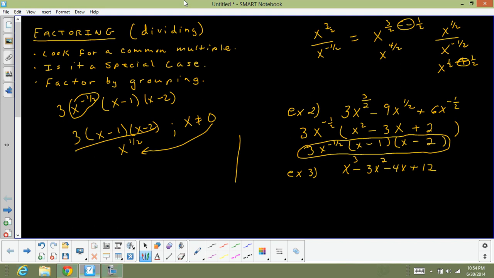So you want to be wary of things like that. Any number that would cause an expression to be invalid, you want to make a note to yourself of that. Very important in calculus.